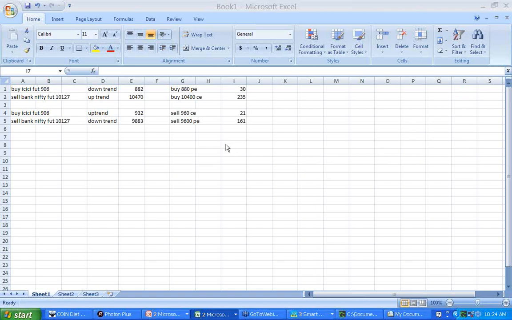Any internet speed is desirable for this. If you have broadband, then it is good.